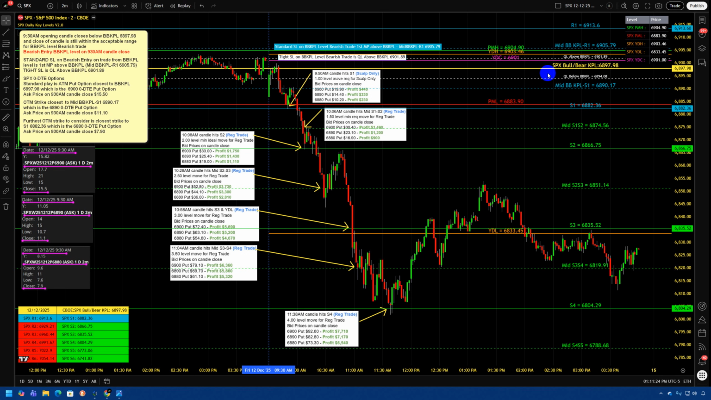The other main key levels that you can take bullish or bearish trades off of with this indicator are going to be the R1 through R6 levels and S1 through S6 levels. The S1 through S6 are below the bull bear KPL, and the R1 through R6 are above the bull bear KPL.